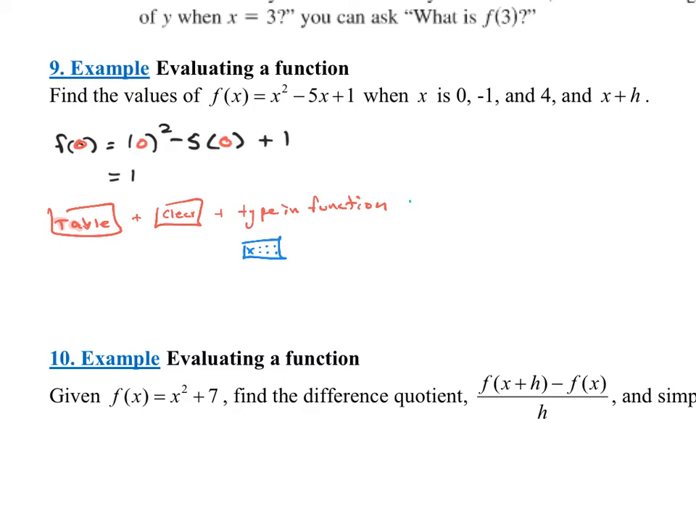So on my calculator right now, my screen says y equals x squared minus 5x plus 1. That's what it looks like on my calculator, and I hit enter. Okay, and you're going to go to the next screen. Here's what I want your next screen to look like. Your next screen, I want it to say start.